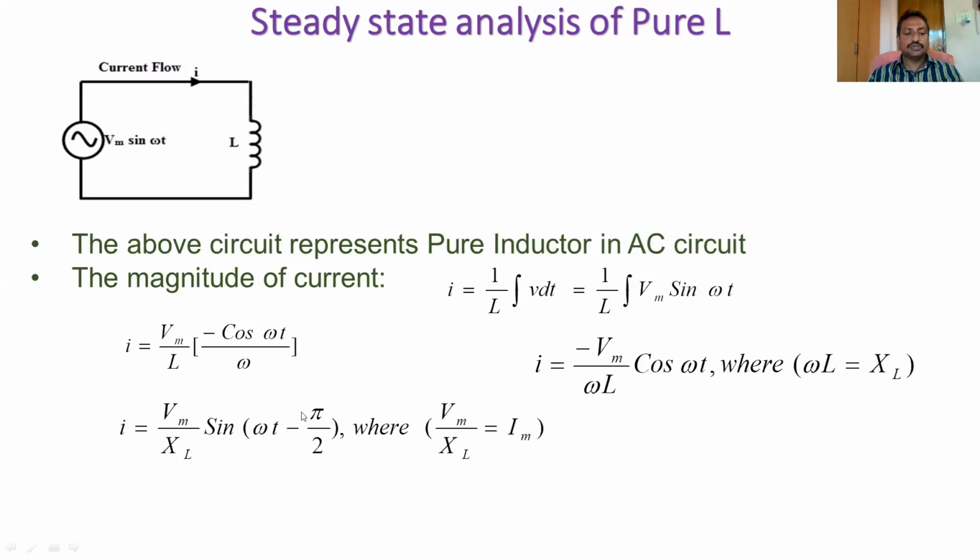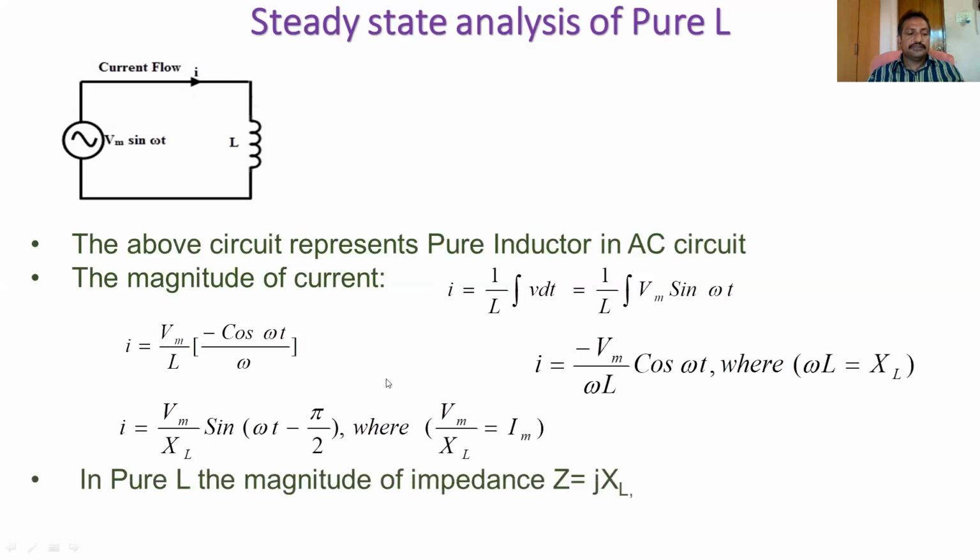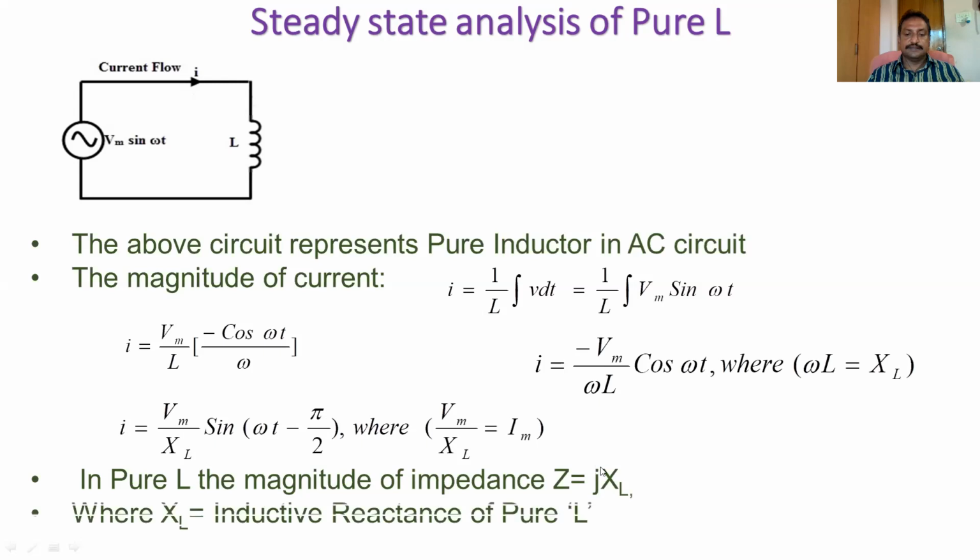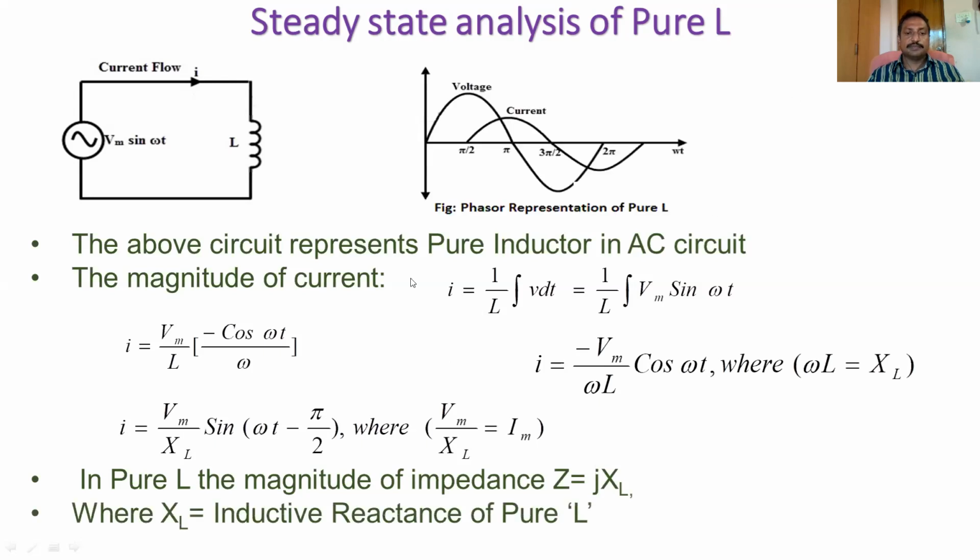So I is equal to sin of omega t minus pi by 2, meaning theta minus pi by 2. This pi by 2 is the angle between voltage and current. Voltage is Vm at an angle 0, but current is at an angle of minus 90. Therefore, the current phasor lags the voltage phasor by 90 degrees in a pure inductor. In a pure inductor, the impedance is only j into XL. This is the voltage phasor. After 90 degrees, the current phasor starts. Meaning the current phasor lags the voltage phasor by 90 degrees.